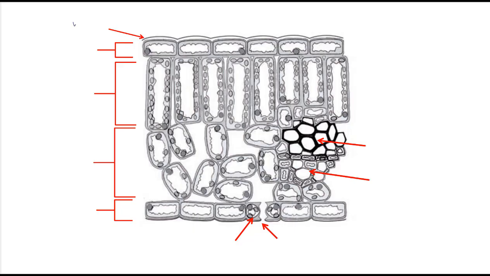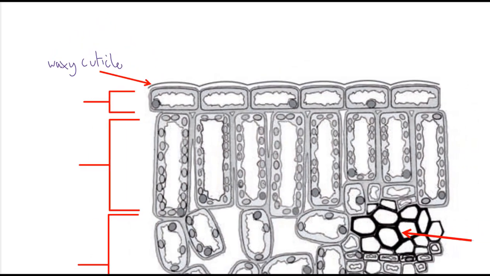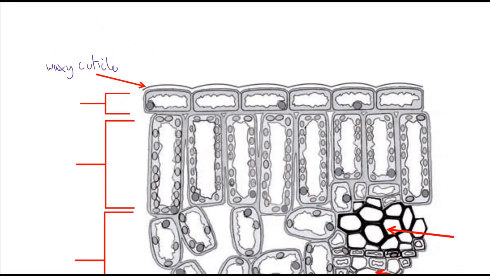So the first layer is the waxy cuticle. Now, that's just this layer up at the top. The important things about it is that it's transparent and it prevents water loss. And it is just this layer up here.